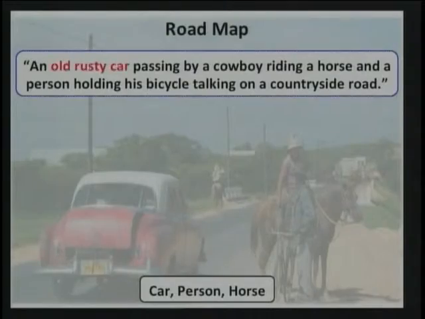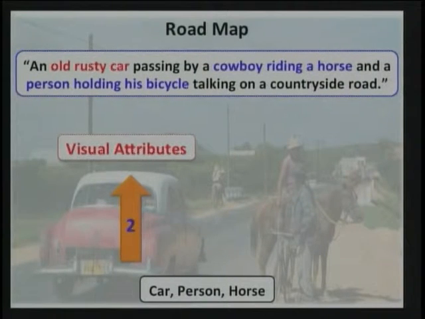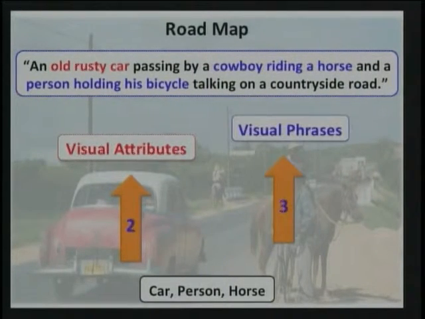Well, when people talk about images, they tend to describe objects. So I want to learn ways of describing things. Instead of saying car, I'd like to say this is an old rusty car. When people form sentences, they put objects into complex composites, like a person riding a horse, a cowboy riding a horse, a person holding a bicycle. I want to be able to do these kinds of reasoning. So to describe objects, I'm going to talk about visual attributes. And to reason in terms of complex composites, I'm going to talk about visual phrases.